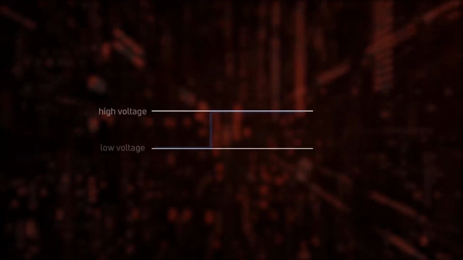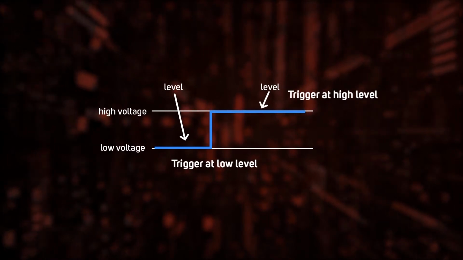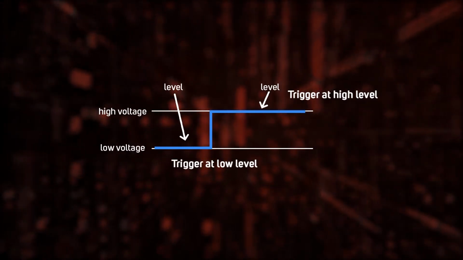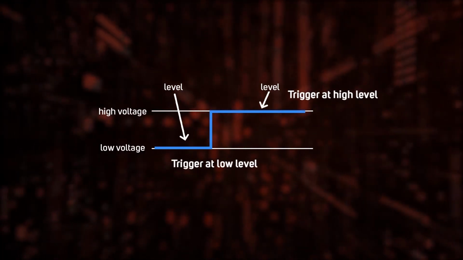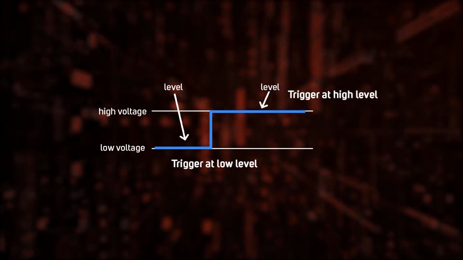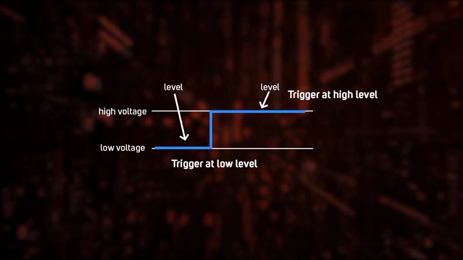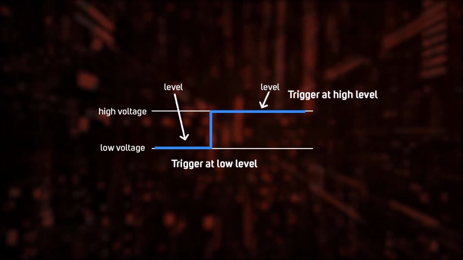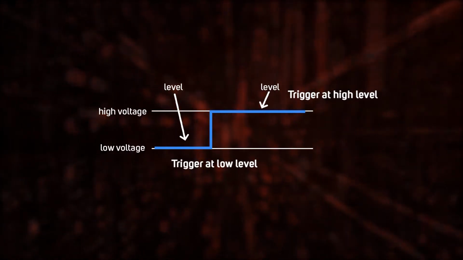First of all, you should understand the difference between levels and edges. Look at this diagram. You can see a blue line, which is a signal going low for some time and changing to a high state later. So, there are two levels for the voltage, either high or low. When it is at low voltage or low level, it can trigger a circuit. Similarly, when the signal is at high voltage or high level, it can also trigger a circuit.